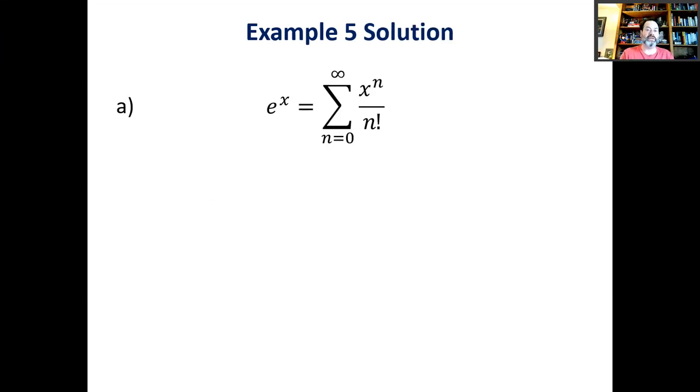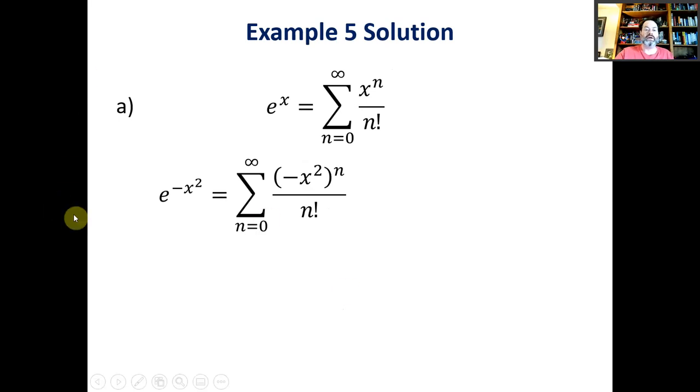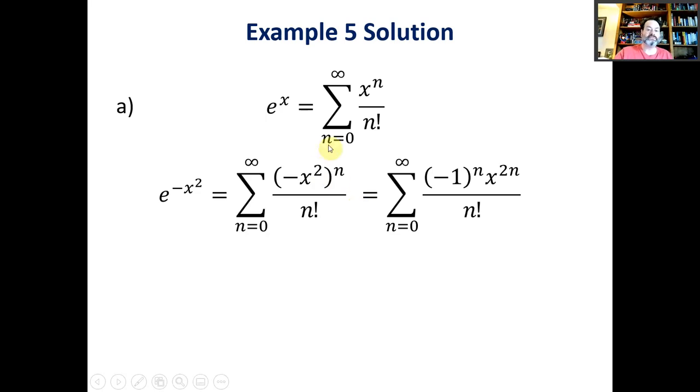Okay, we're starting with the Taylor series for e to the x. We proved this, but I'm also just reading it off the table. And then for e to the minus x squared, all you do is plug in whatever the exponent is for x. So in this case, it's minus x squared. Simplify if you can. So the negative alternates, we pull that out, and then what's left over is an x to the 2n, so that's kind of a separate thing.